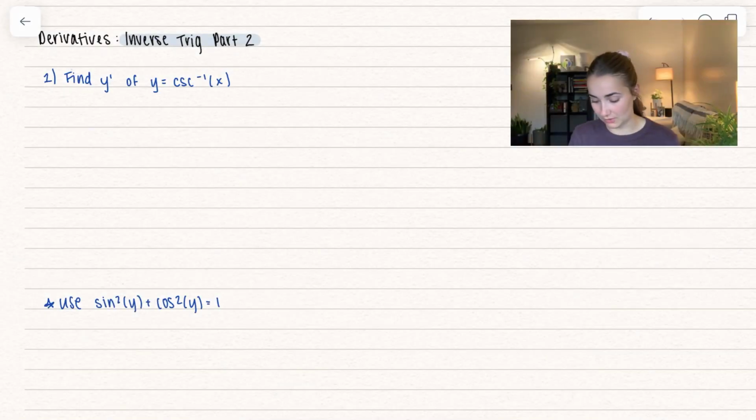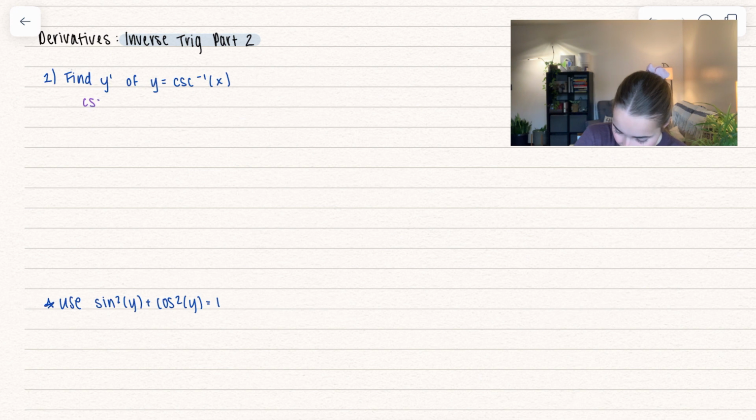We want to find the derivative of the inverse cosecant. So when we are doing this, it's going to be a very similar process as in the previous video. So first, what we're going to do is take cosecant of both sides in order to get rid of that inverse. So when I do that, I get cosecant of y is equal to x, because that cosecant and inverse cosecant, they kind of cancel each other out. So what we're going to do here is implicit differentiation. So I'm going to go ahead and take the derivative of both sides in terms of x.